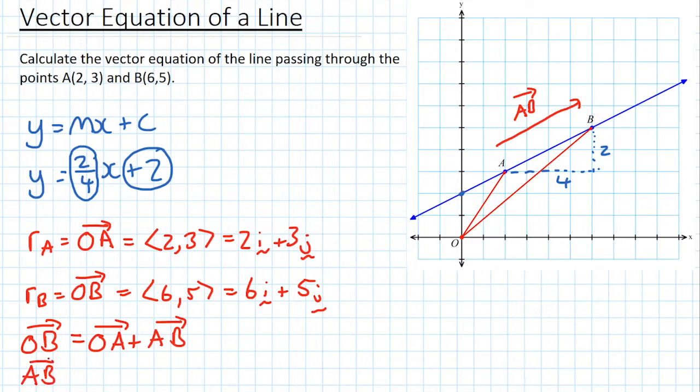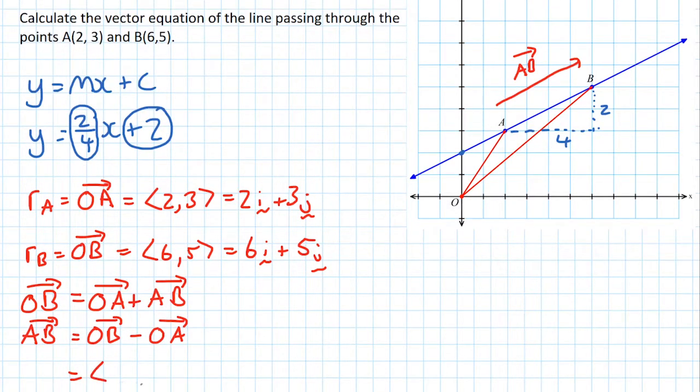So the vector AB is going to be the vector OB, subtract the vector OA. So I'm just getting rid of the OA on the right hand side, but subtracting it on the left hand side. So the vector OB is going to be our position vector. Likewise up here, it's going to be the position vector of OB, take away the position vector OA. We know that the position vector of OB is 6, 5.